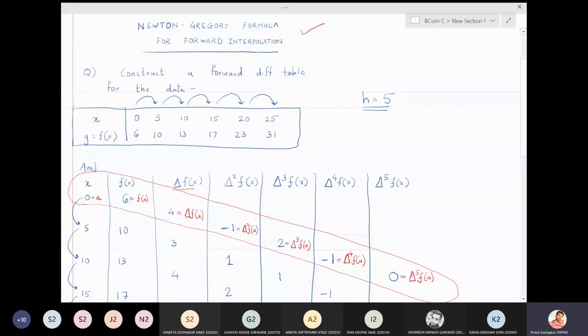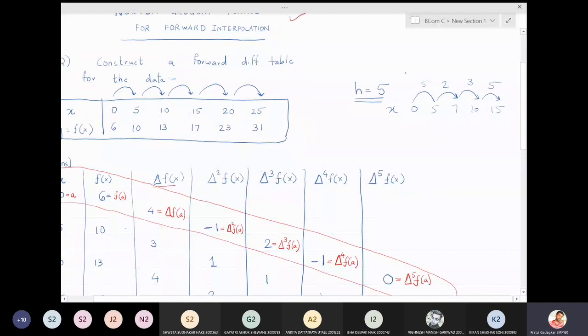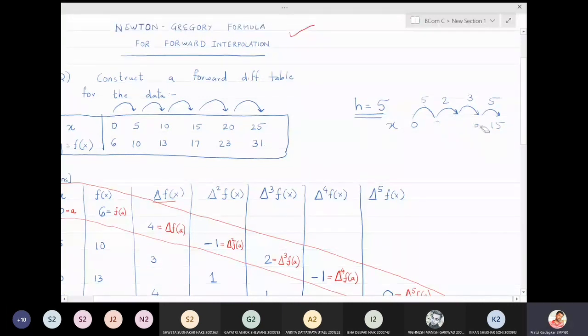If the gap is not same, suppose the question would have been like this: 0, 5, 7, 10, 15, then the gap here is 5, but the gap here is 2, here the gap is 5, here the gap is 3. In this case, this problem cannot be solved by using the Newton's forward interpolation formula. This problem is solved by some different method, which we will learn in the coming lectures.